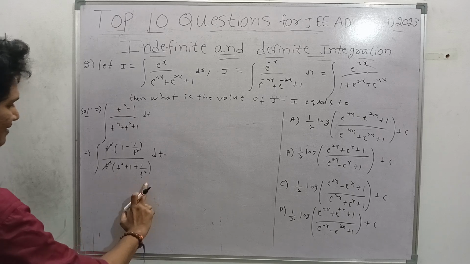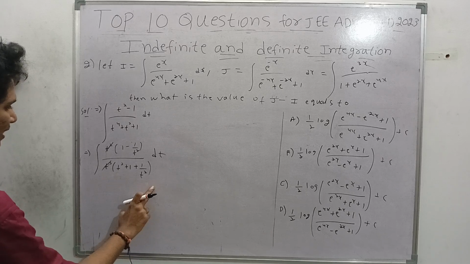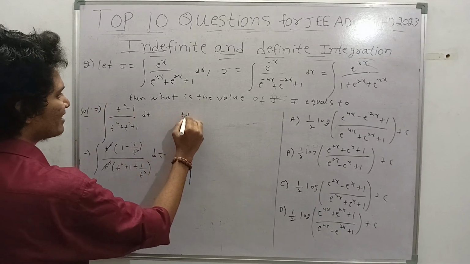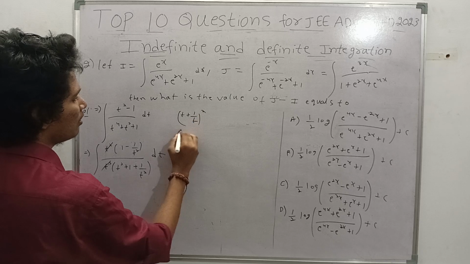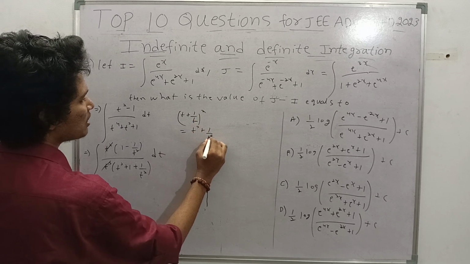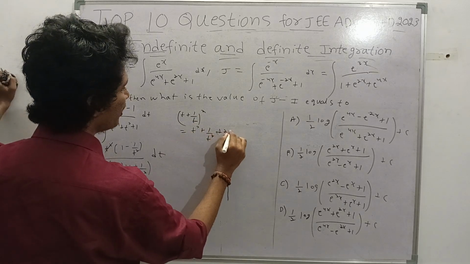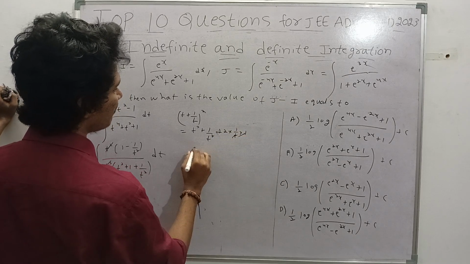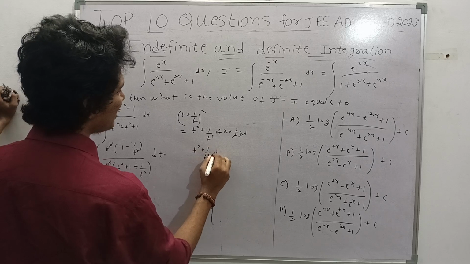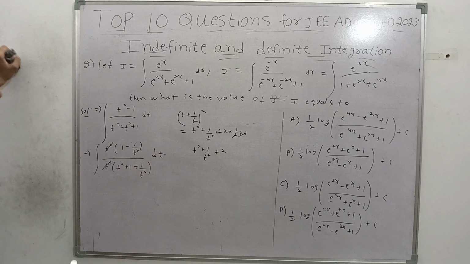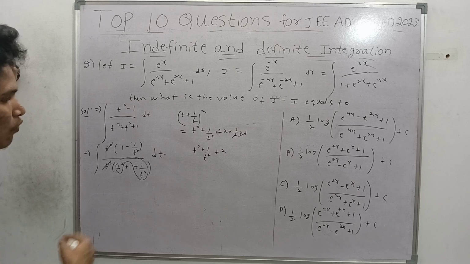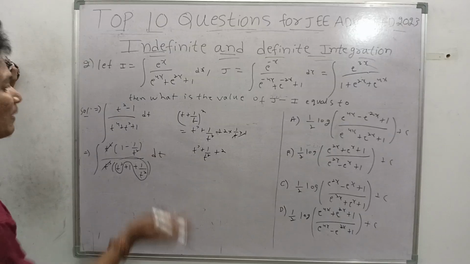After that, I can rewrite this completely. We already know what t plus 1 by t whole square is: t square plus 1 by t square plus 2 into 1 by t into t. So it will be t square plus 1 by t square plus 2. That is, t plus 1 by t whole square is t square plus 1 by t square plus 2. There are two things here, t square plus 1 by t square. So I can replace these things.